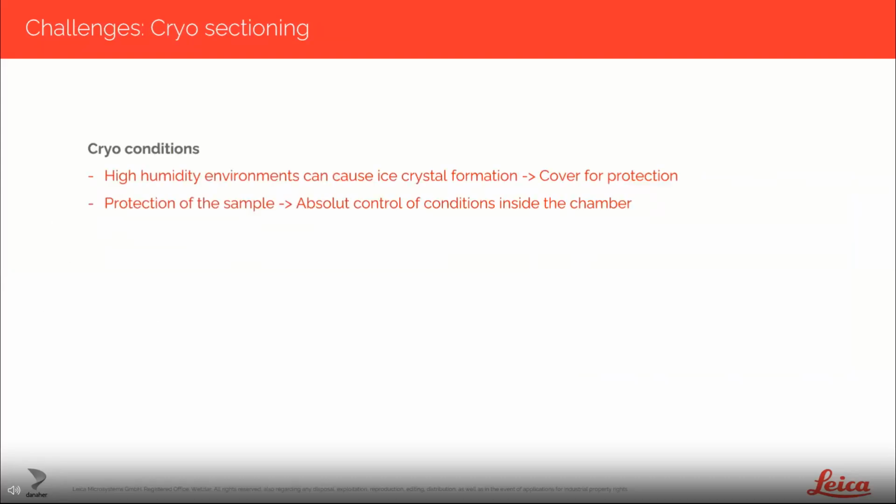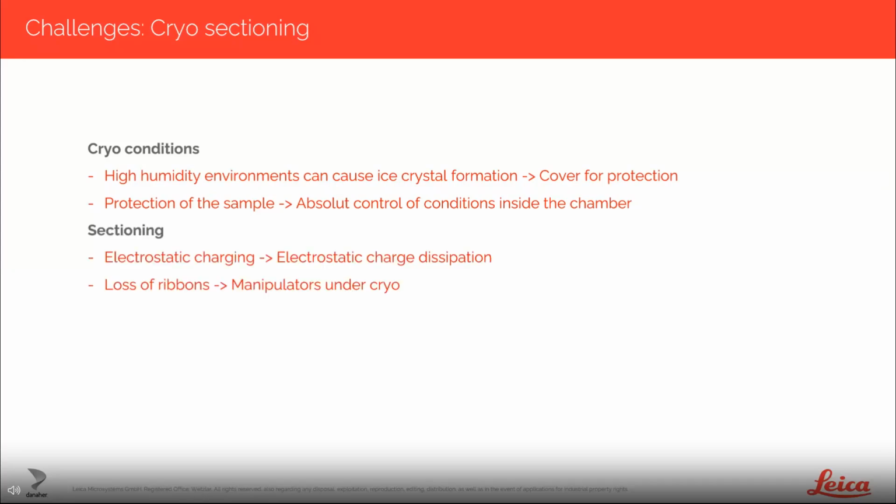As mentioned in the beginning, we also provide everything for cryosectioning, and of course there are many challenges. The first one is to create the perfect cryo conditions, and this can happen in high humidity environments, which can cause ice crystal formation. For this, we can provide a cover for protection. We have to protect the sample by giving absolute control of the conditions inside of the chamber.